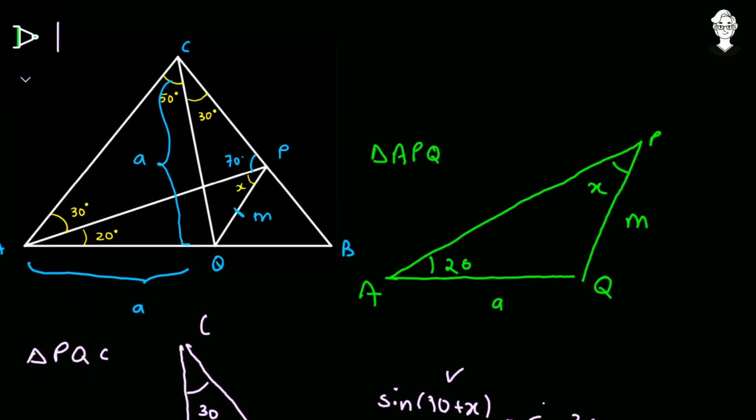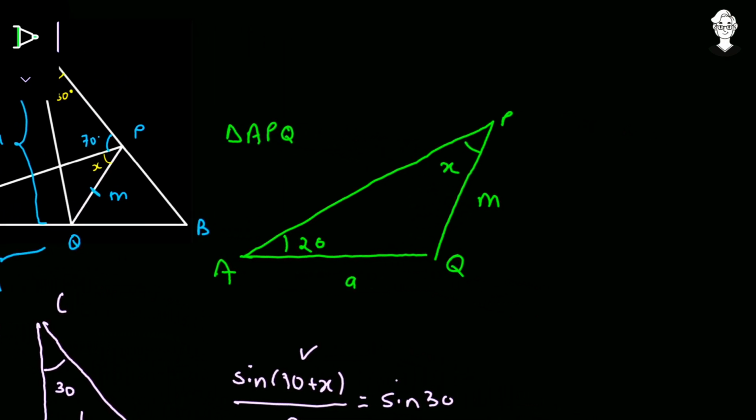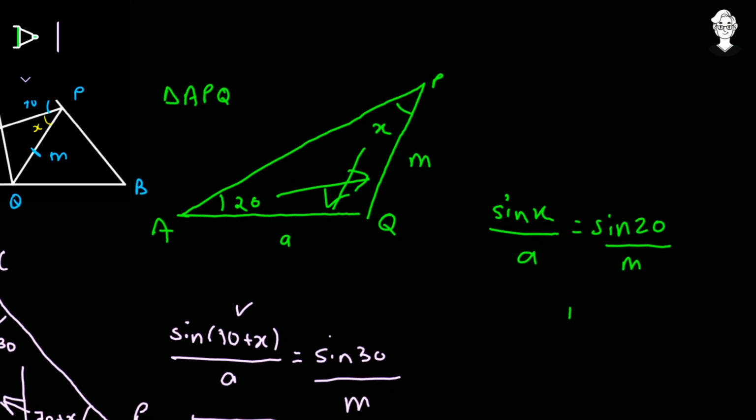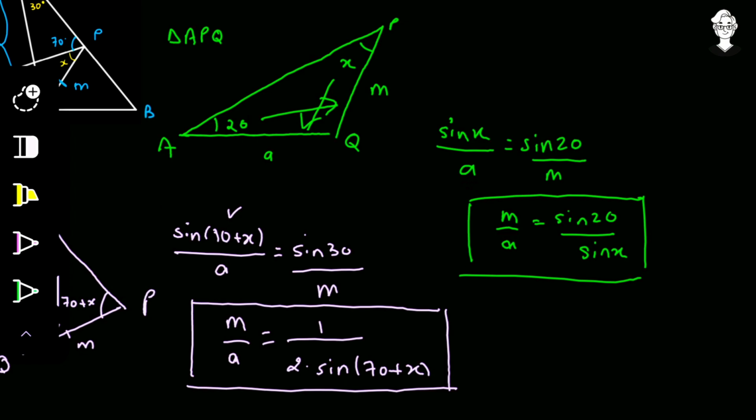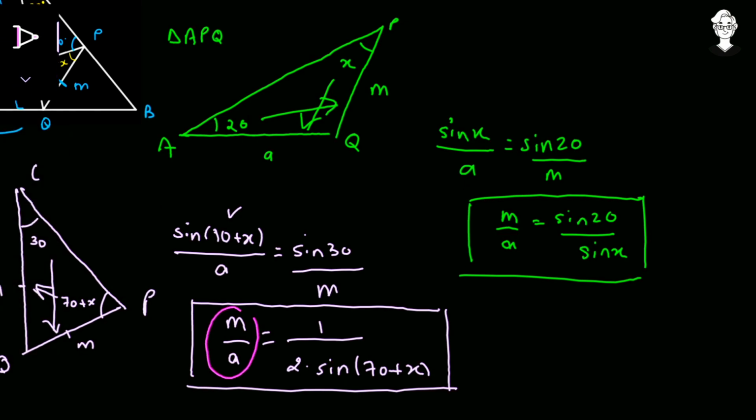Now we will again apply the sine rule in this. So sine of X upon its opposite side, opposite to angle X is A, is equal to sine of 20 upon its opposite side, opposite to 20 is M. So from here we have that M upon A is equal to sine of 20 upon sine of X. So we have the ratio M upon A over here also, and in both cases we can clearly see that their LHS part is equal, that is M upon A.